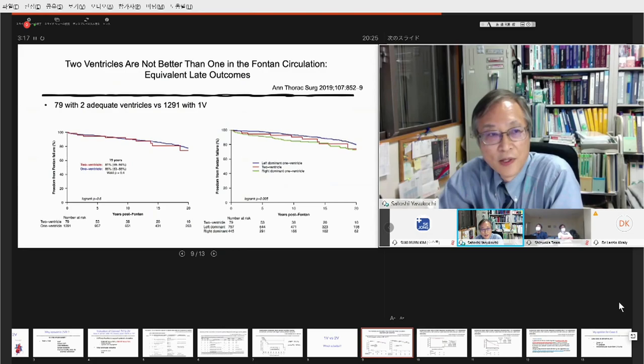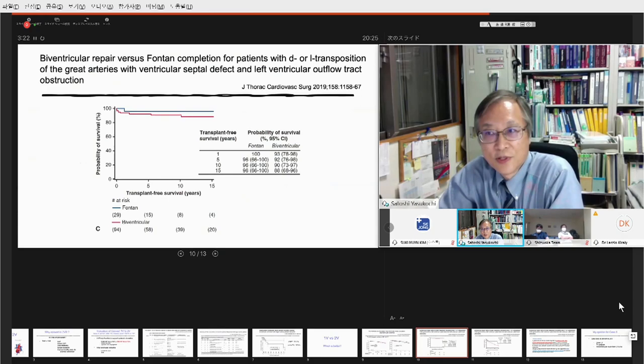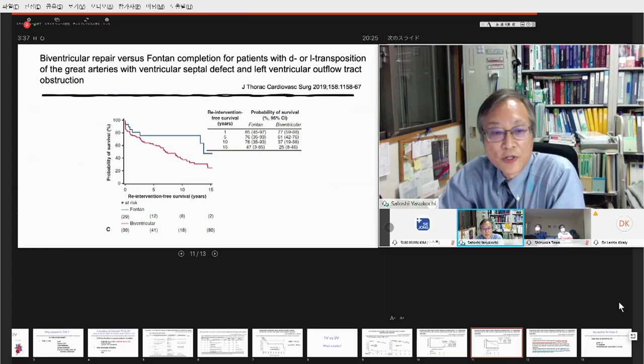And also, they compared biventricular repair versus Fontan completion for patients with D or L transposition of the great arteries with ventricular septal defect and left ventricular outflow tract obstruction. They say there is not so much difference. The only difference is the probability of survival and post-intervention free survival. Biventricular repair is less favorable because sometimes it has other adverse effects after the repair, such as an increase in CVP and so on.